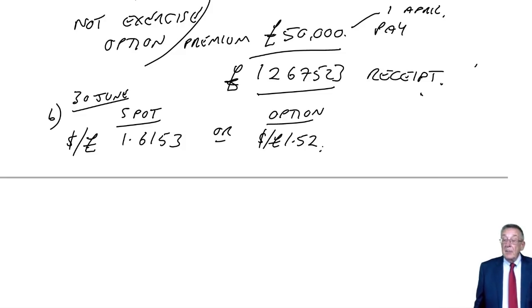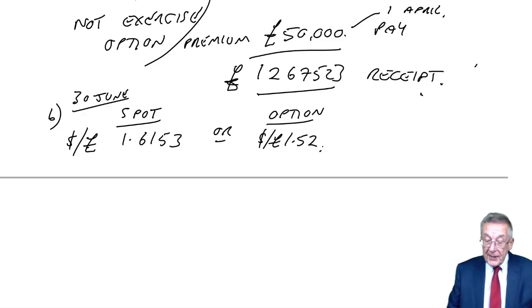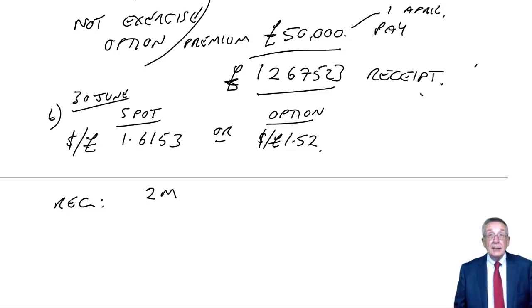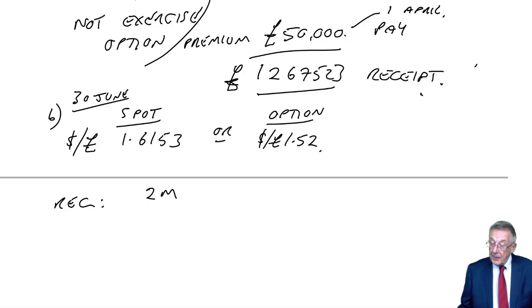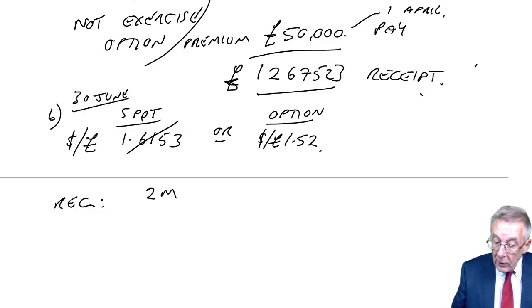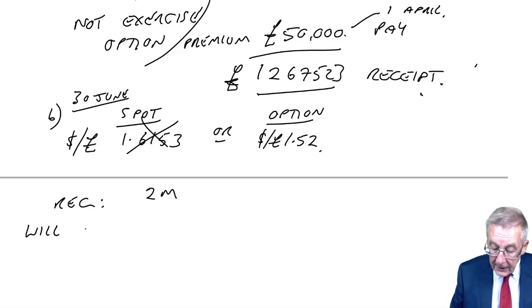Well, as I say, it may be obvious, but because we're receiving 2 million, again, to convert to pounds, we'll divide by the relevant rate. And again, the smaller the number we divide by, the more we end up with. And so here, we will exercise the option.